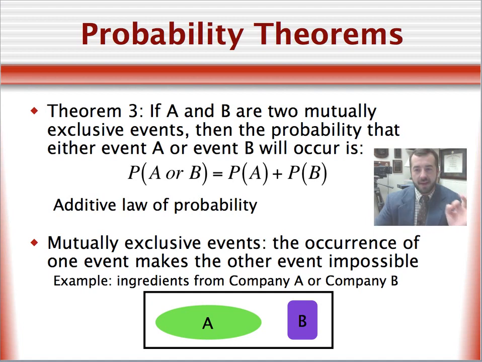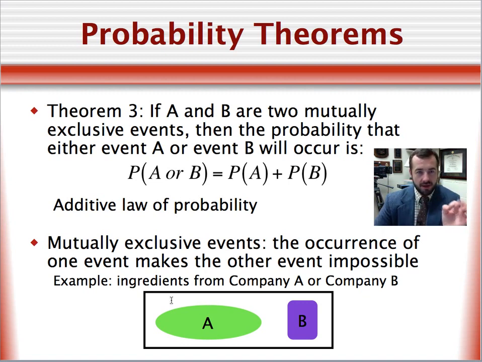Theorem 3 states that if A and B are two mutually exclusive events, then the probability that either event A or event B will occur is the sum of those probabilities. This is the additive law of probability. Mutually exclusive means that the occurrence of one event makes the other event impossible. For example, think of throwing a die.